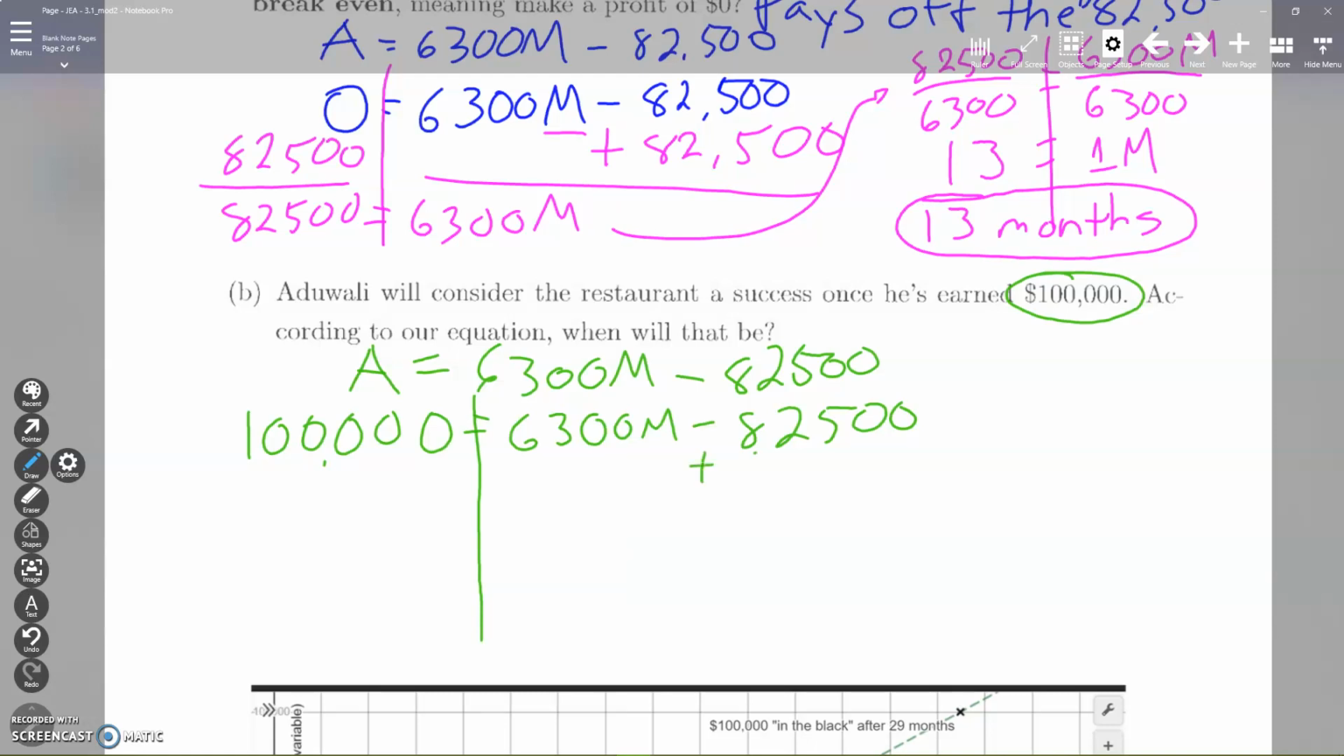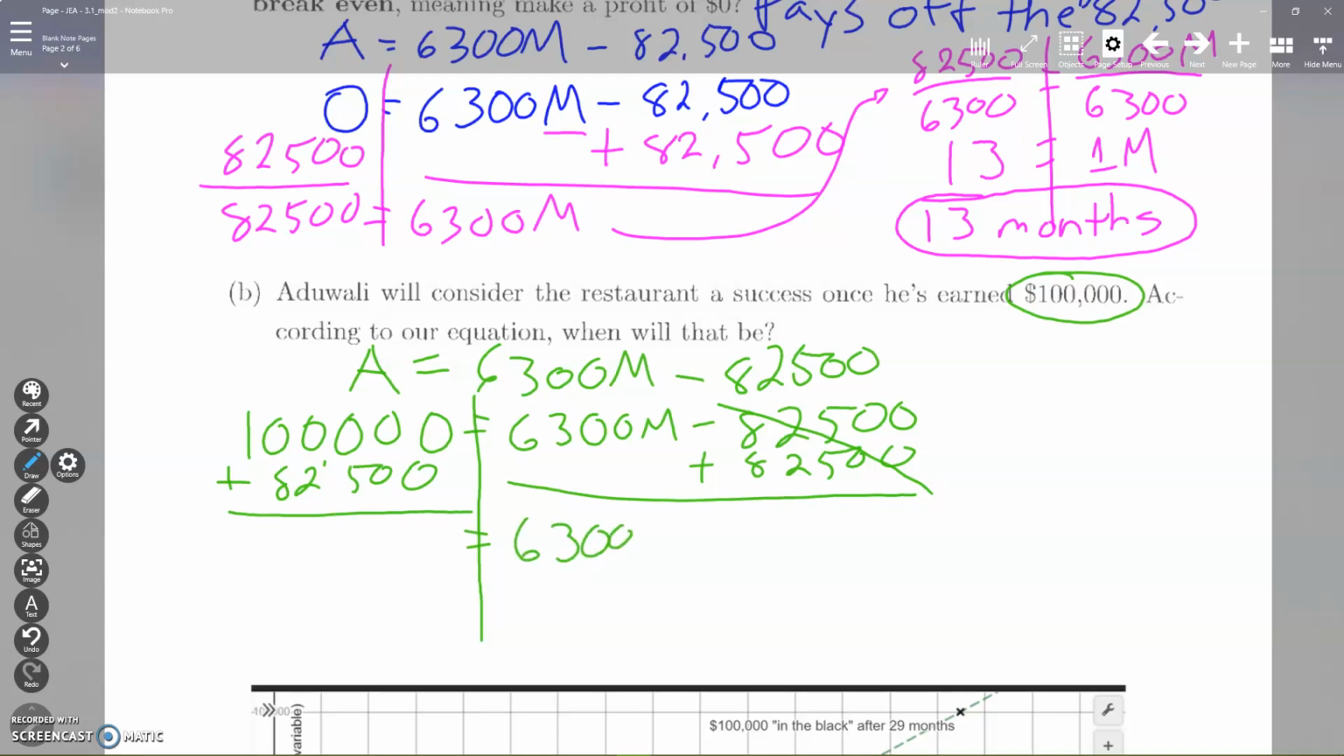We can add 82,500 to both sides of our equation, because we want to take off that startup cost, because he has to earn that money as well. So we have to add that into the total number of months. We already know it'll take 13 months to get to zero. How many more months will it take him to get to $100,000 in the black, as it's called? All right, so he's going to have to earn $182,500 in some number of months before he considers his restaurant a success.